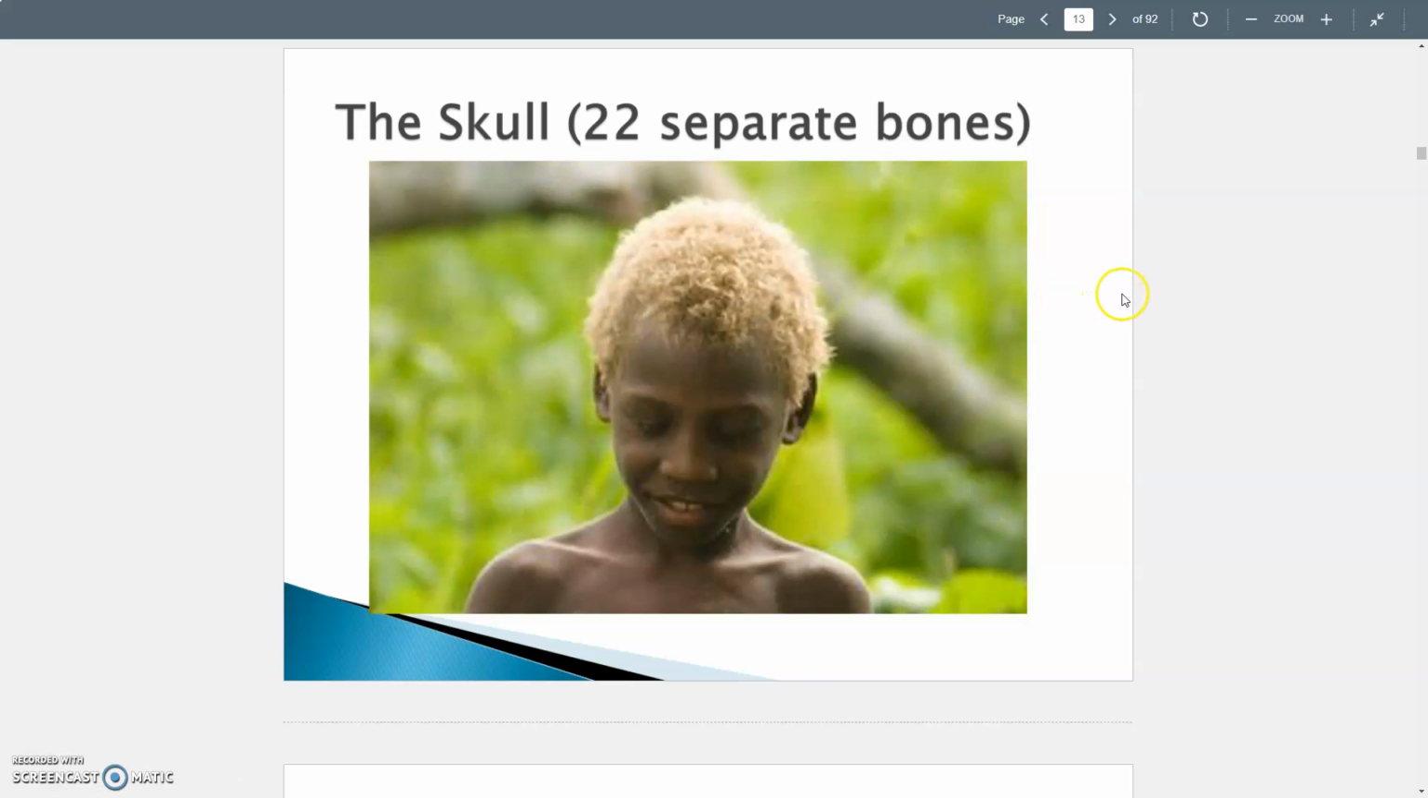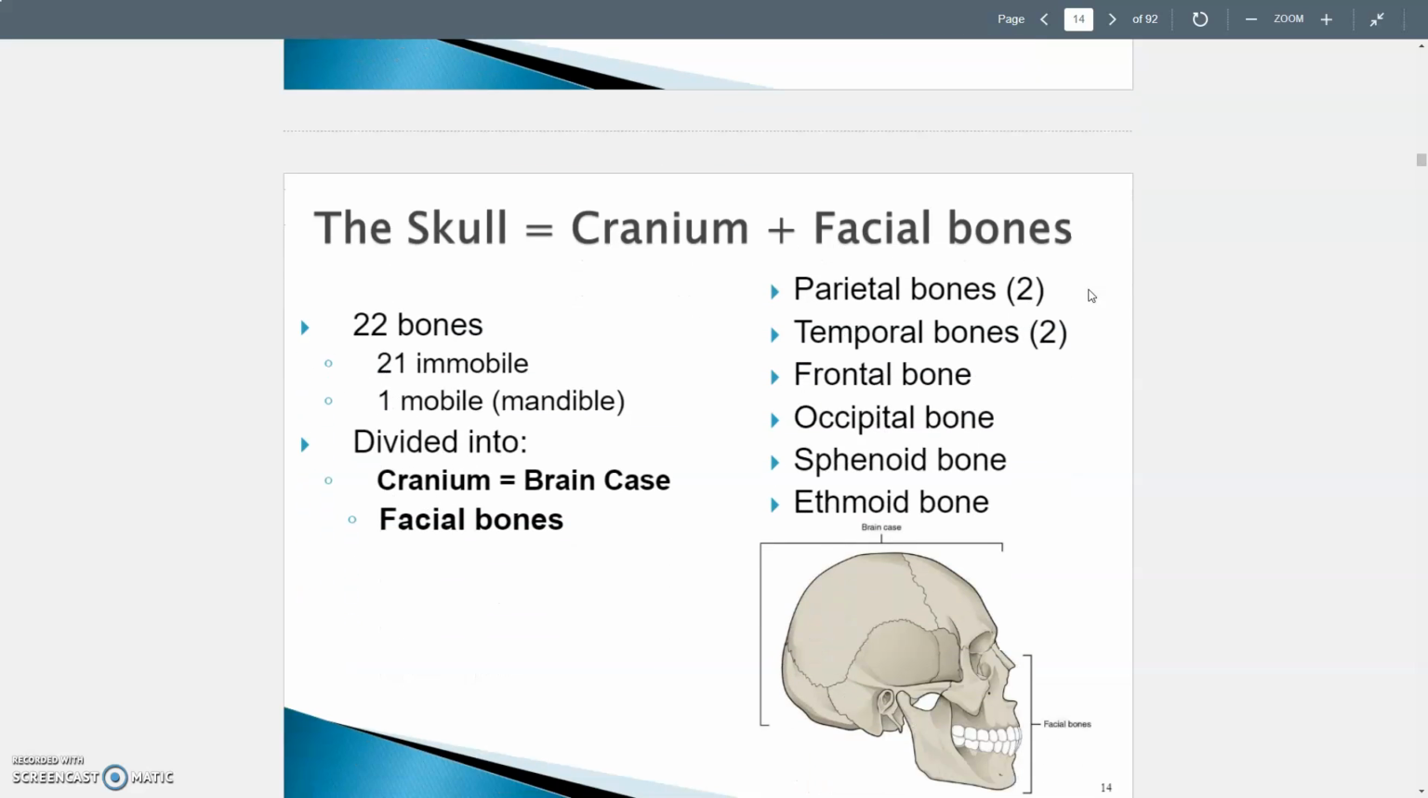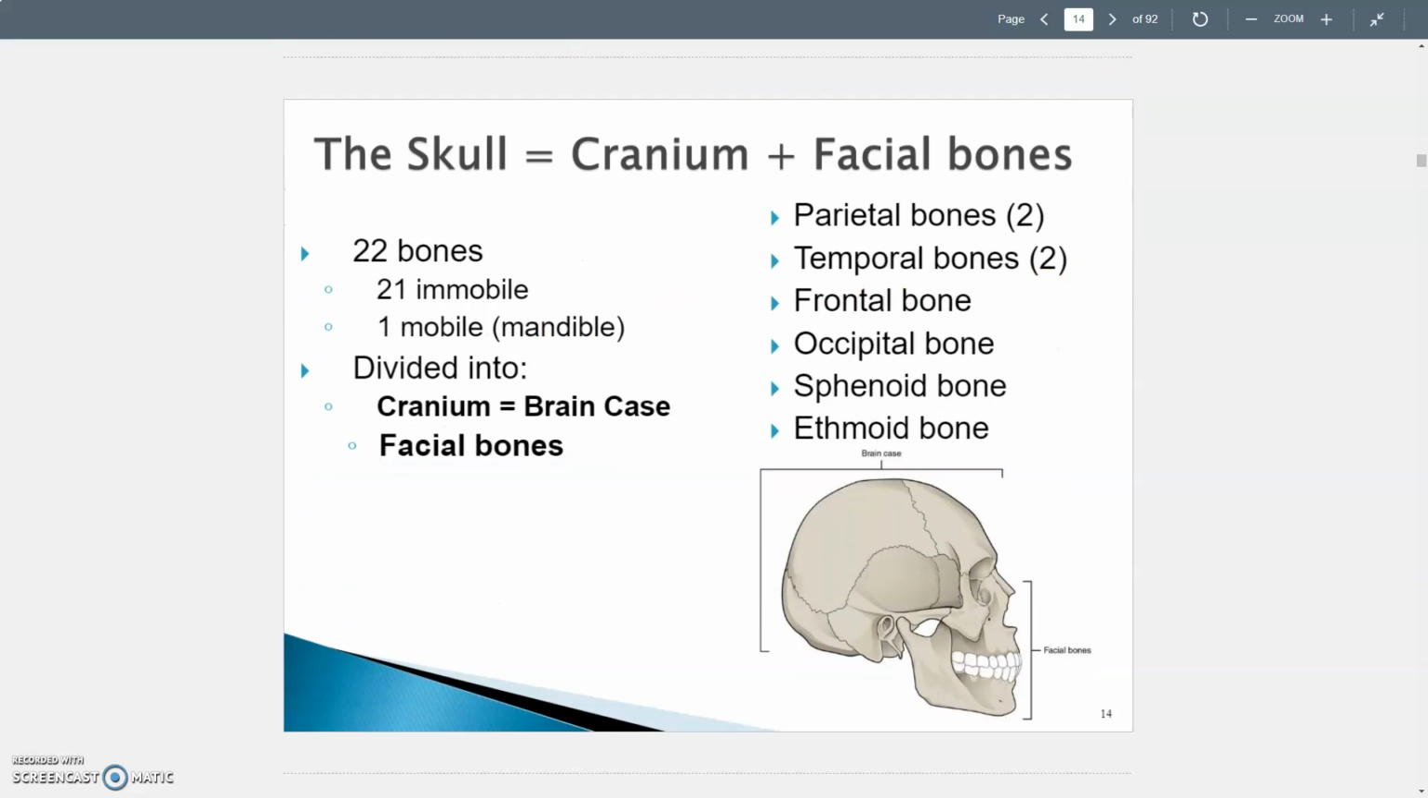The skull by itself has 22 bones. As mentioned in the previous slide, there are 22 bones in the skull. 21 of those bones are immobile and one is mobile. The singular bone that is mobile is the mandible, which is your lower jaw bone. The skull is divided into two sections: the cranium, also known as the brain case, and the facial bones.